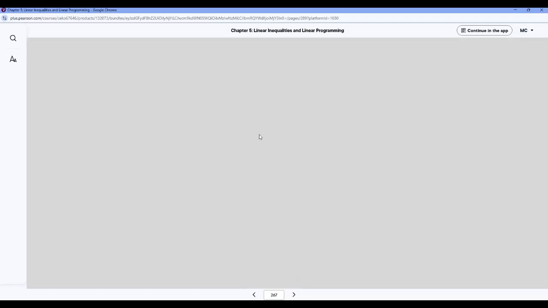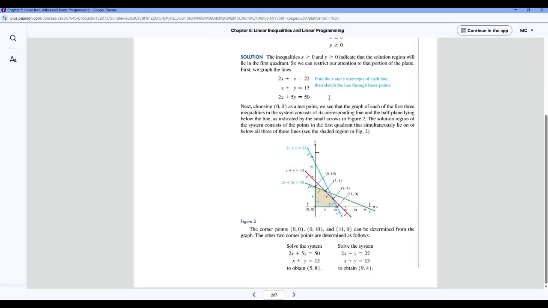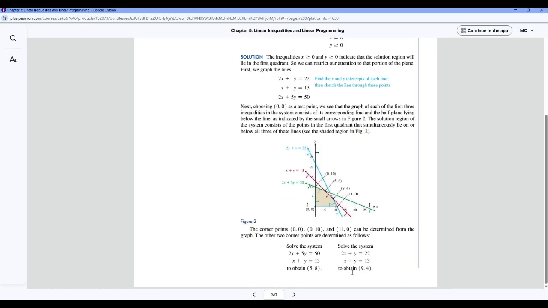Next page. Alright, so then the corner point is the point where the two boundaries intersect, which would be the solution to the system of equations. Because it's inequalities, it's a region. Alright, so this one's a little interesting. It has two regions. Alright, no problem. So that's just three inequalities.